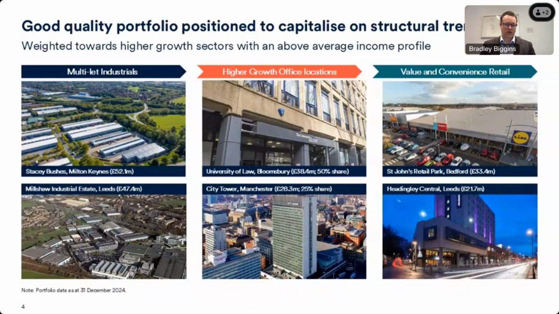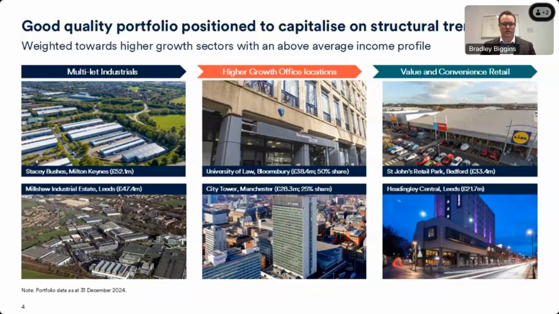Now, these 6 assets that you can see represent almost 50% of the portfolio value. The first 2 assets on the left-hand side are in our multi-let industrial estates. One is Stacey Bushes in Milton Keynes. That's our largest asset in the portfolio. We held it for a long time. Got some really interesting activity going on there at the moment, and we'll touch on that. In the bottom left, we've got Millshore Industrial Estate in Leeds. That's really close to the city centre, just like Stacey Bushes. So these are really interesting urban locations where you can benefit from all sorts of occupier requirements.